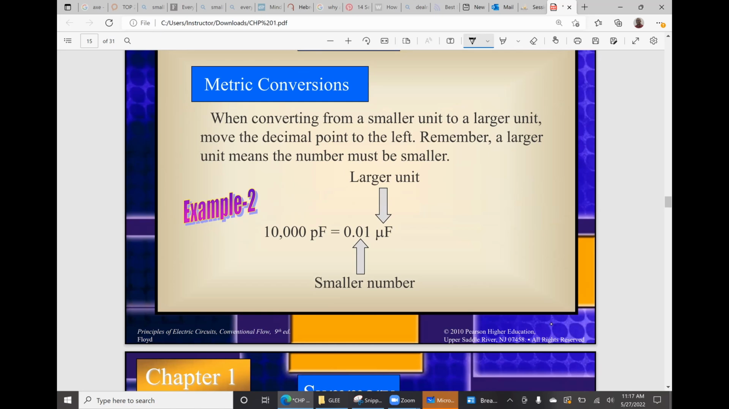When converting from a smaller unit to a larger unit, move the decimal point to the left. Remember, the larger unit means the number must be smaller. Again, anytime we convert to a smaller unit, then of course our number is going to be larger. So if you have, say, 1 ohm and you want to express it in milliohms, it's going to be 1,000 milliohms. Likewise, if we're going from milliohms to ohms, our number is going to be smaller as well.